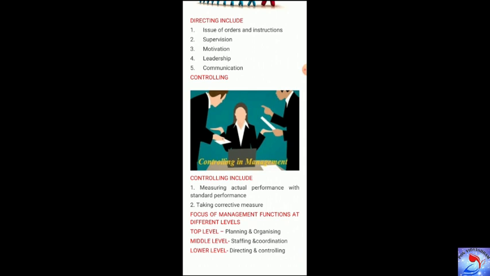So the objective of controlling is to ensure that everything in the organization is done as per predetermined goals. So we can say that controlling mainly includes, first, measuring actual performance against standard performance. Second, taking corrective measures. So what are the functions of management? The functions of management are planning, organizing, staffing, directing and controlling.